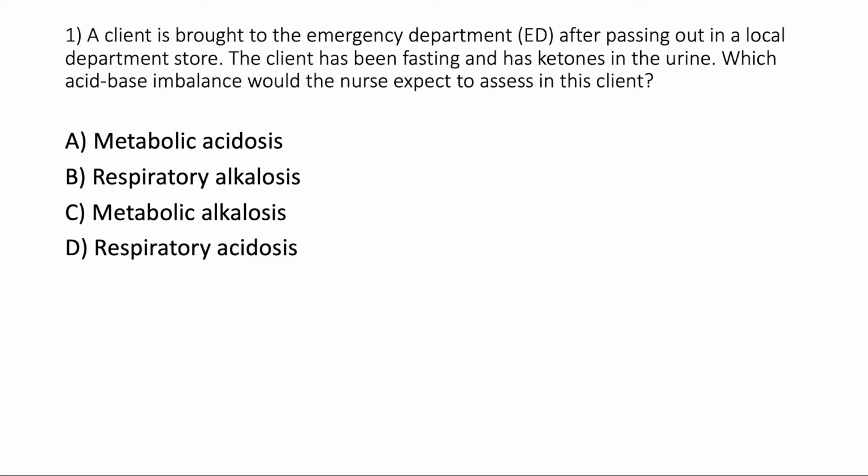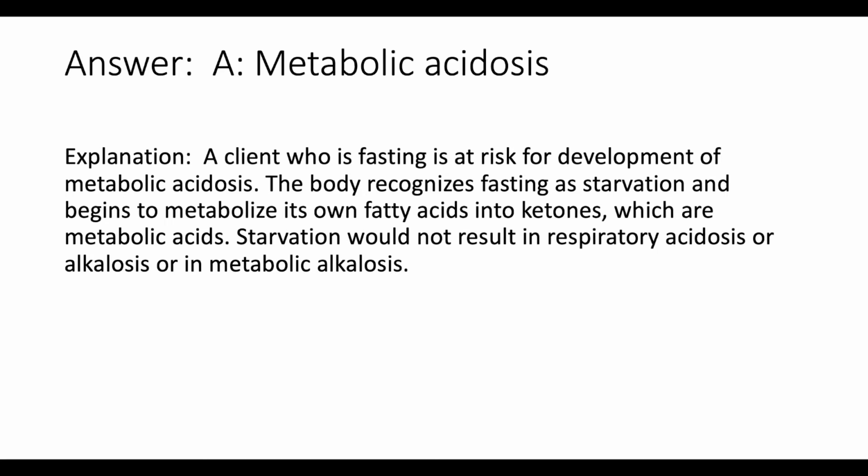1. A client is brought to the emergency department after passing out in a local department store. The client has been fasting and has ketones in the urine. Which acid-base imbalance would the nurse expect to assess in this client? A. Metabolic acidosis. B. Respiratory alkalosis. C. Metabolic alkalosis. D. Respiratory acidosis. 1. Answer: A. Metabolic acidosis.